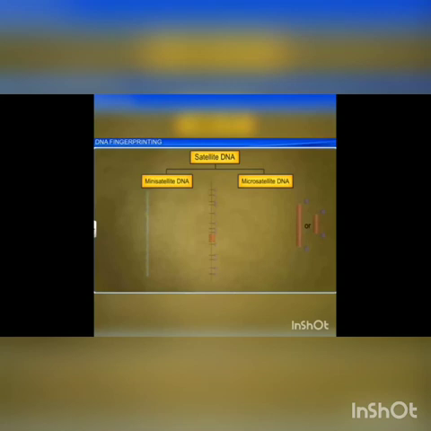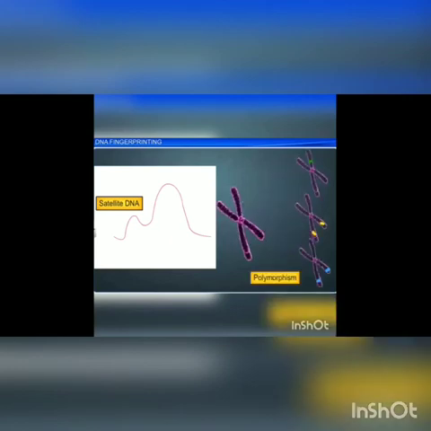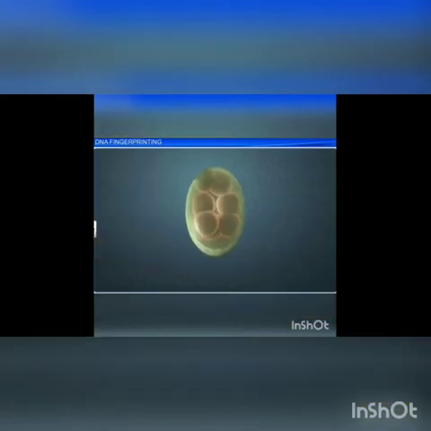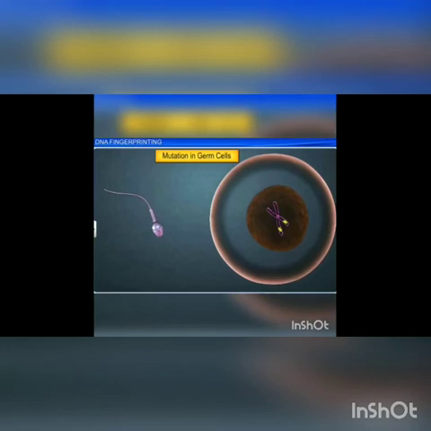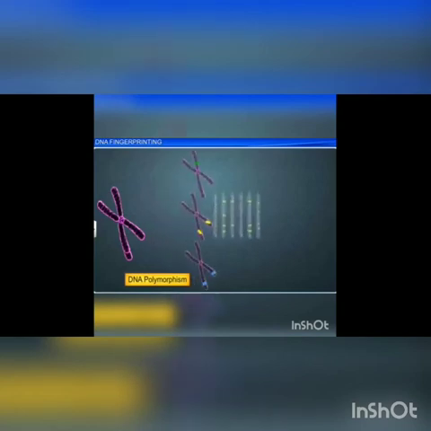And this satellite DNA does not show any impact on the phenotype and exhibits a high degree of polymorphism in a population. DNA polymorphism results from mutation in somatic cells or germ cells, which accumulates over generations. DNA polymorphism is the guiding principle behind genetic mapping, and therefore helps in DNA fingerprinting techniques.